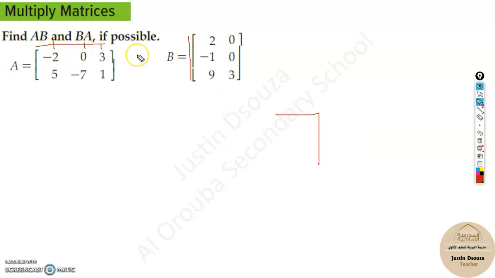Now, does the number of elements here match these over here? Yes, it matches. Yes, then I can multiply it. So this is one way to know. Otherwise, write the dimensions. It's 2 cross 3 and 3 cross 2. So these two numbers must be equal. If it was 2 over here, then no, you will not be able to multiply these matrices.